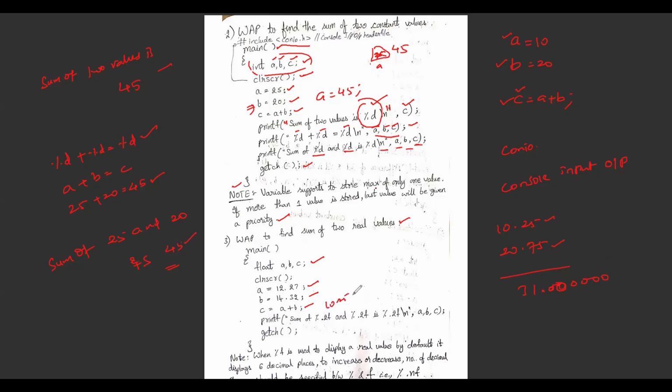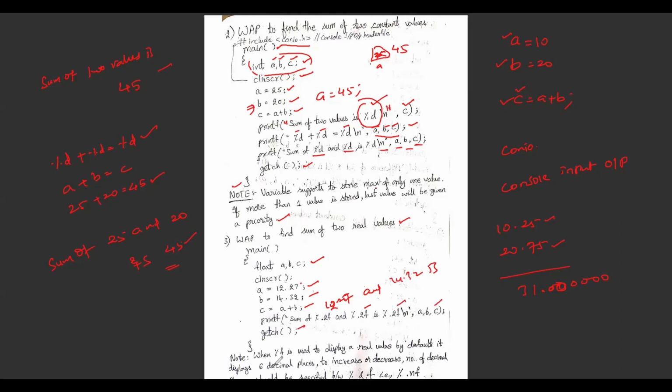10.25, and so here it is 12.27. Sorry, 12.27, and the second %.2f is 14.32, the third %.2f. The C value will be printed over here. Get CH at the end of the program.